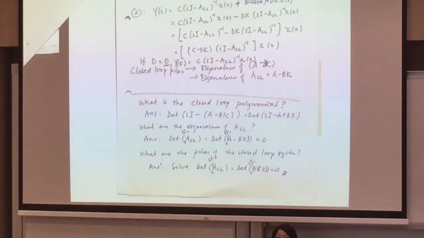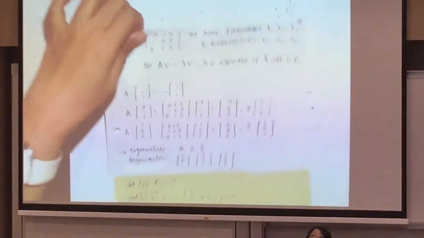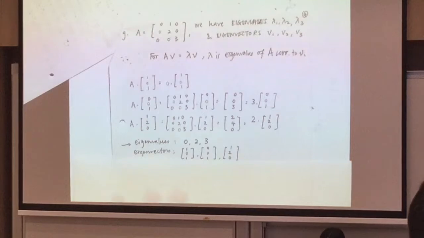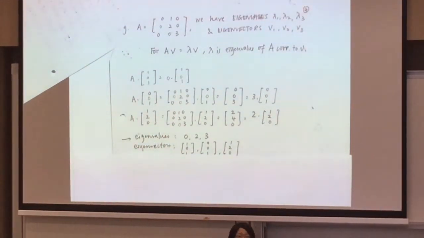So this is what we learn about eigenvalues. Eigenvalues of A are the poles. Under state feedback control, eigenvalues of A minus BK are the poles of the closed loop system. What are eigenvectors? You don't have to copy this, just understand. Practice basic math.